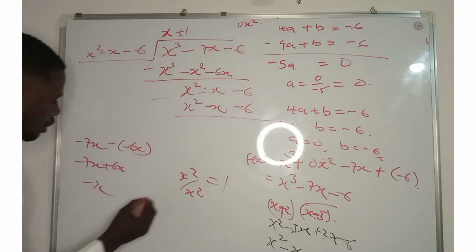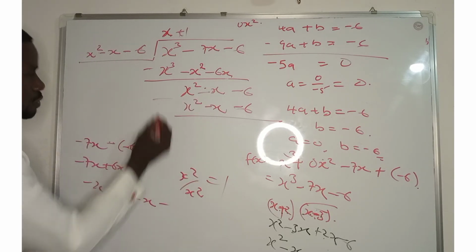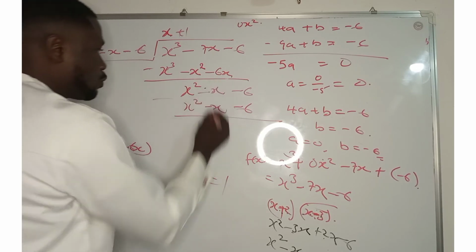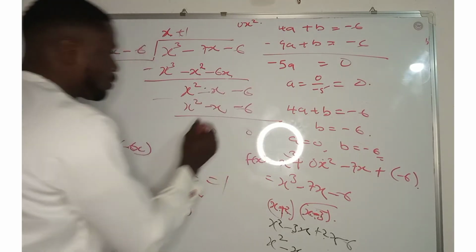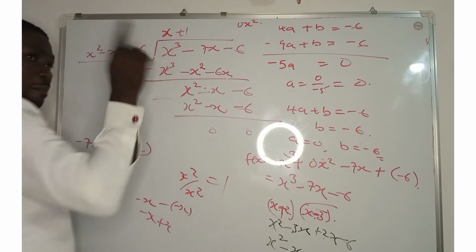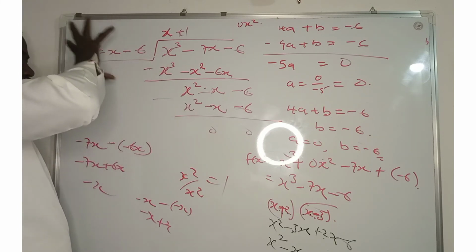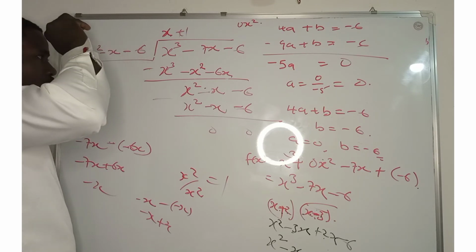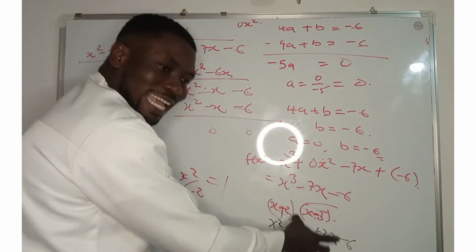Now, this one will be what? Minus x minus x. That will be minus x plus x. This will be what? 0. This, of course, will be 0. You can now see that. Remember that x squared minus x minus 6 was gotten from what? From x plus 2 times x minus 3.